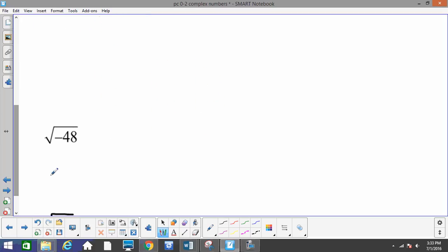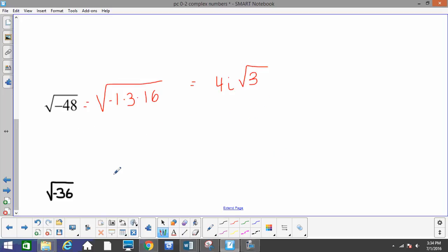The square root of -48, well, that's going to be the square root of -1 times, I'm going to think of that as 3 times 16, trying to think of what perfect squares are divisible into 48. And the square root of 16 is 4. The square root of -1 is I. And I can't do anything with that radical 3, so it's going to have to stay underneath the radical. So 4I radical 3. And that one would just be 6I.